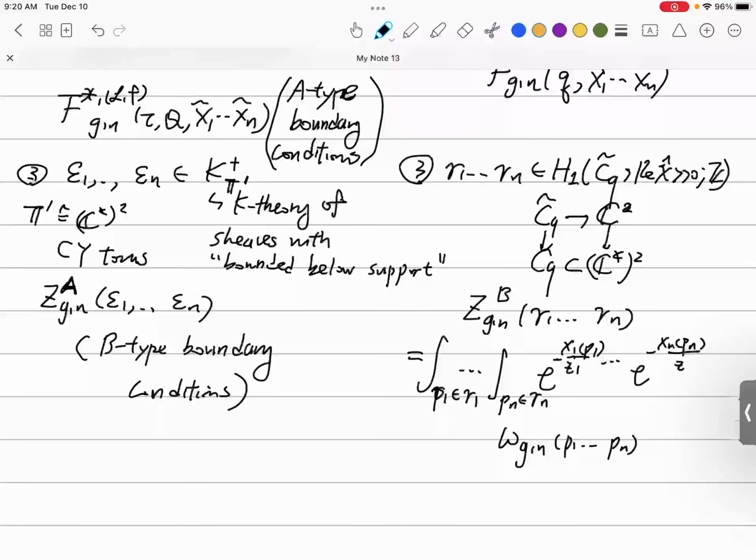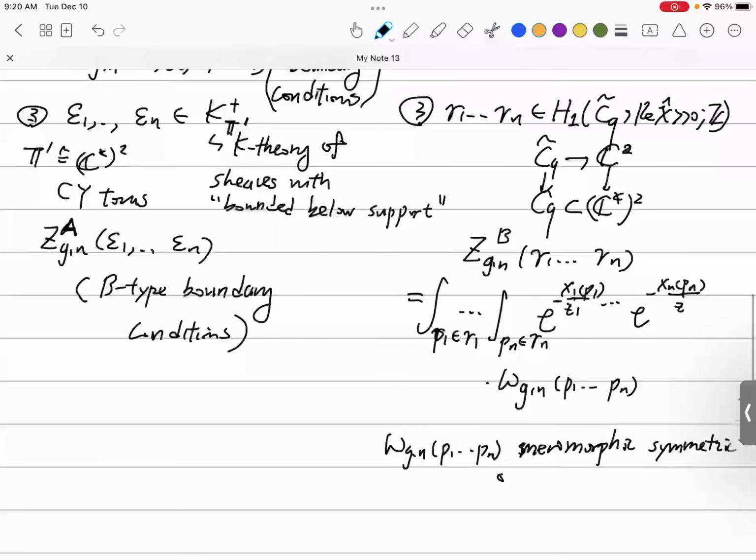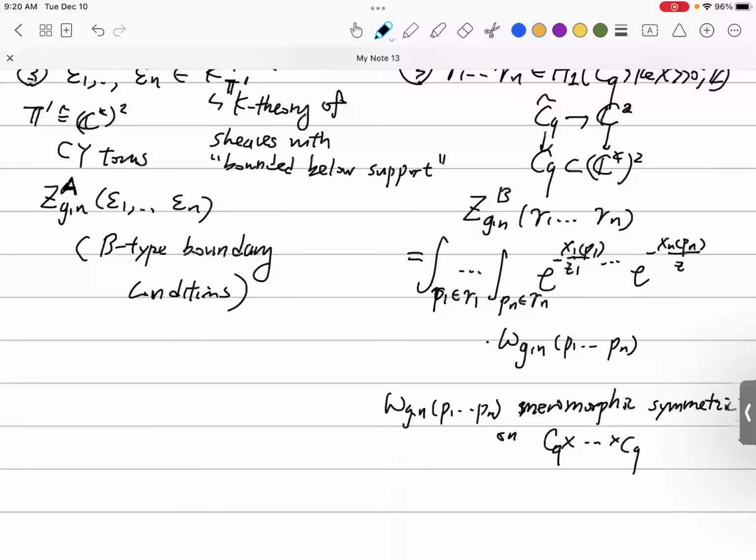So recall that omega, the whole omega GMPN, is a meromorphic symmetric form on C1 to C, and then we can pull back into the cover.